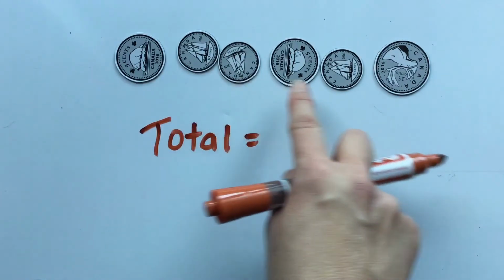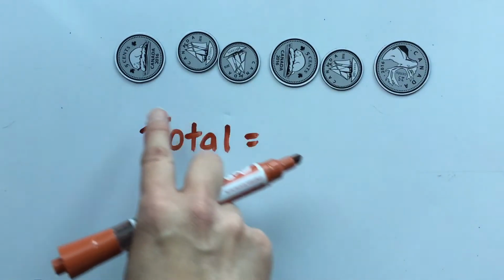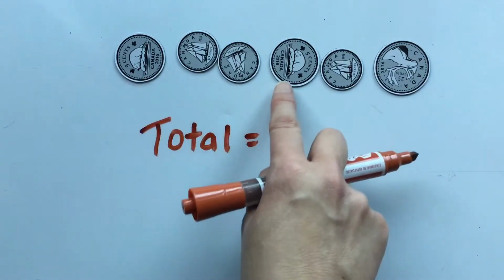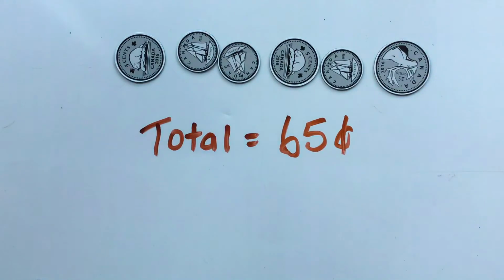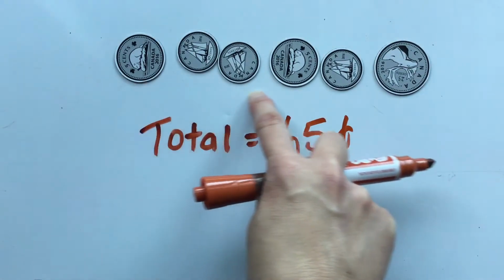35, 45, 55, 60, 65 cents. Did you guys get 65 cents for that one? Because if you did, you were correct. Now what I did here is I'm still reading it this way.